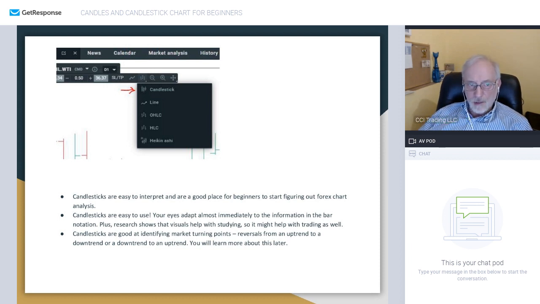So here are the advantages of using candlestick charts. First, they are very easy to interpret and, as I mentioned before, a good place for beginners to start figuring out what a Forex chart and Forex chart analysis are. They are very easy to use. Your eyes will adapt immediately to the information on the chart. What's more, the colors will help save your eyes, because they will not get tired so quickly. You mustn't focus on the chart itself. You just look at it and understand what's happening at the moment with the price quotations.